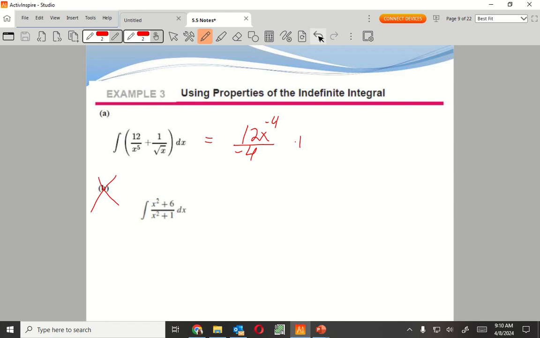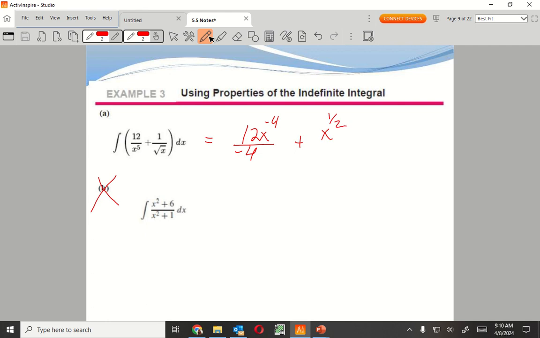Plus. This is going to be x to the negative 1/2. So if I take the integration of that, that's going to add 1, so it's going to be 1/2. It's positive 1/2, right? So that's going to be a positive 1/2. So it's x to the positive 1/2.